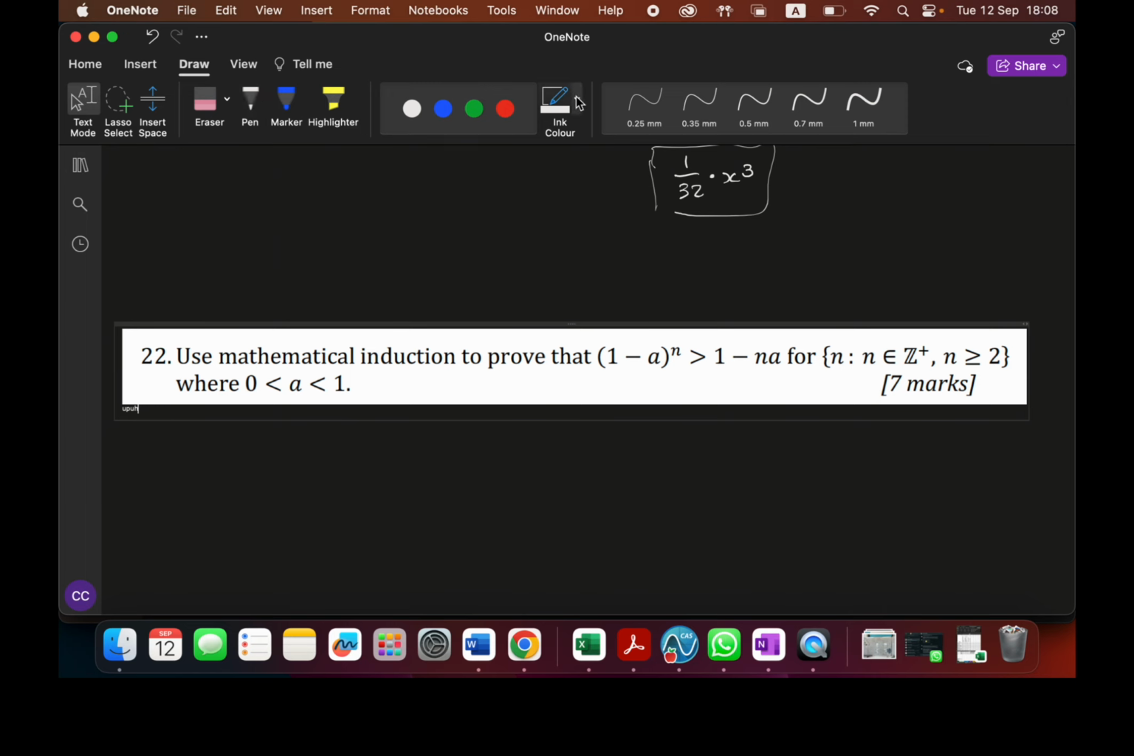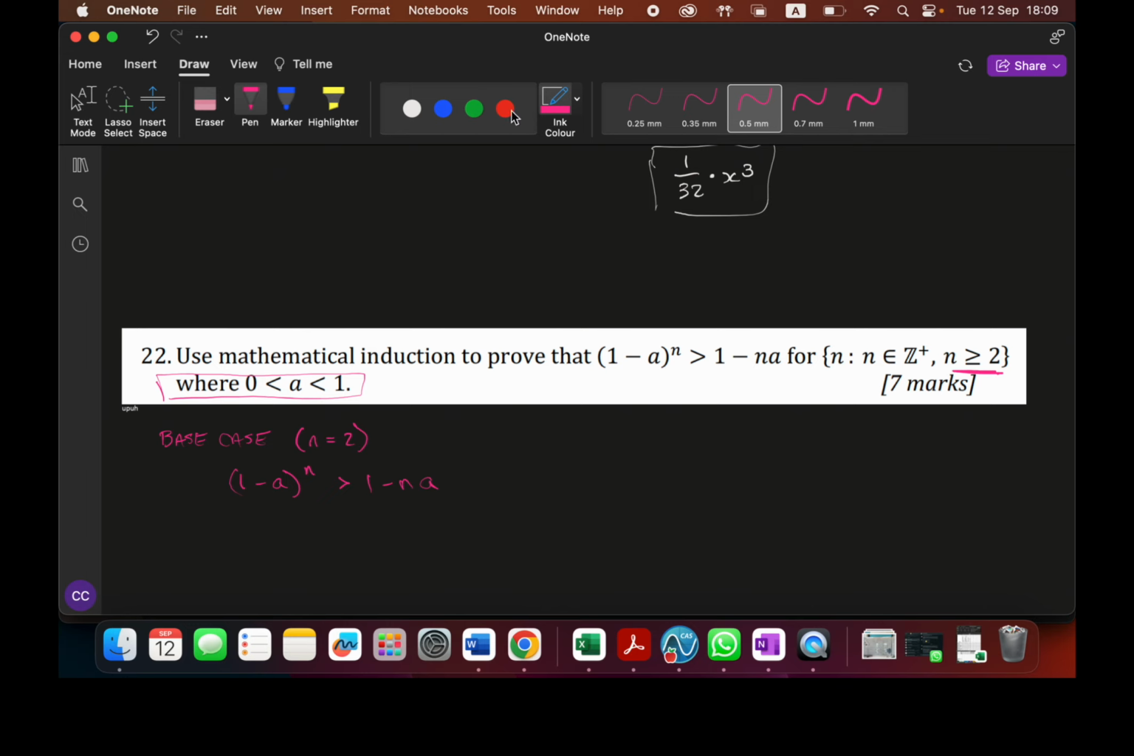So let us start with our base case. We always have to do the base case, an important step. In this case, n is equal to 2, and the reason is because that's what it tells us there. So I would have (1 - a)^n is greater than 1 - na. And I have to make sure I point out that a is between 0 and 1.